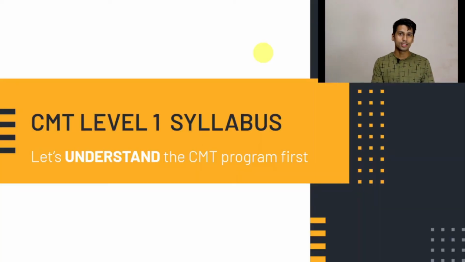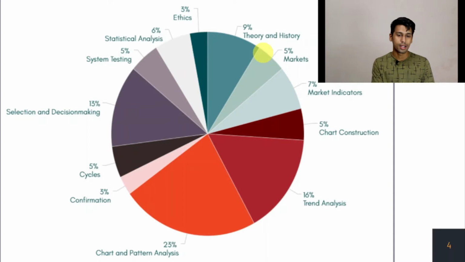Now let's first talk about the CMT Level 1 syllabus. We are discussing this because we want to understand the CMT program first. Looking at this chart, we can see various concepts coming in the CMT exam, like chart and pattern analysis, confirmation cycle, system testing, statistical analysis, ethics, markets, theory and history, chart construction, etc. But not all the concepts have equal weightage.